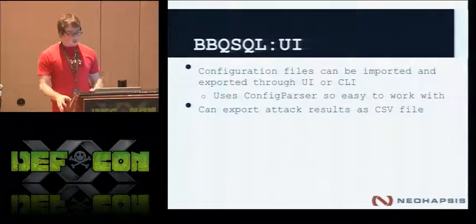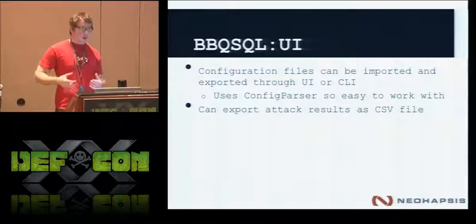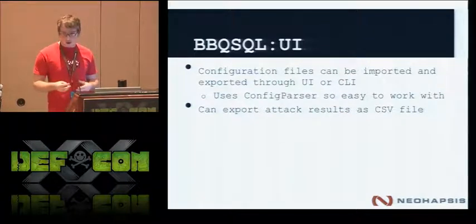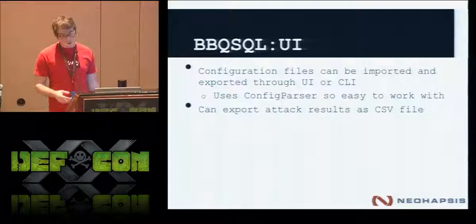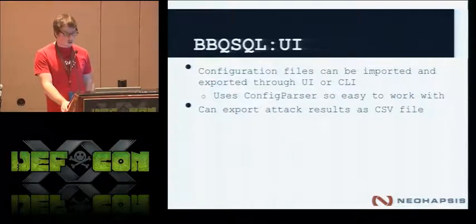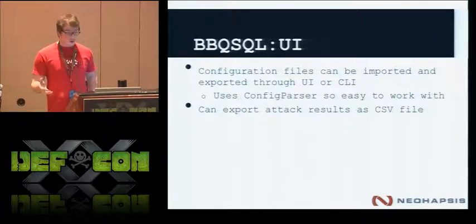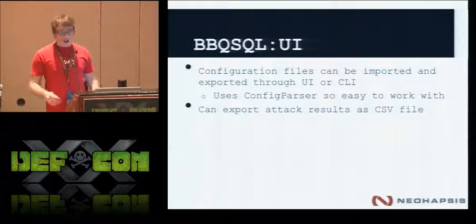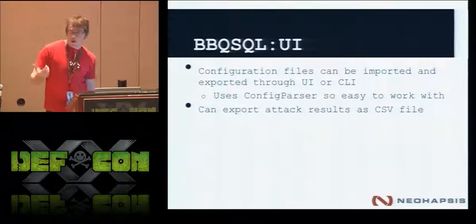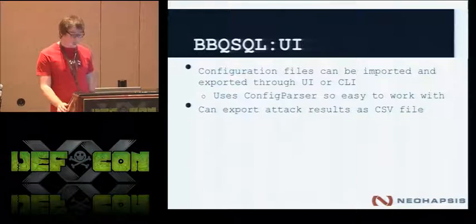Let's say you build out that really complicated request and you've got it all built out. You can go ahead and export that to a configuration file. We're using the config parser library in Python, so it's really easy to work with. From there you can copy some of the configs, and maybe at this point you're just changing the query object. And as we also mentioned, you can export the results as a CSV file.